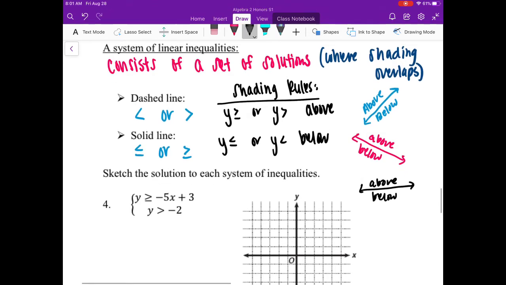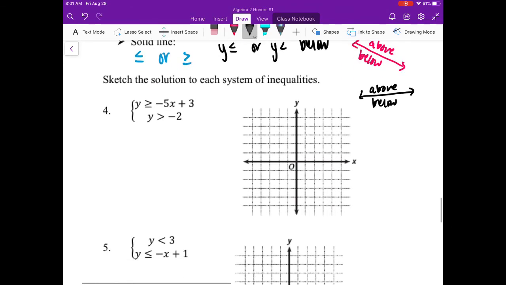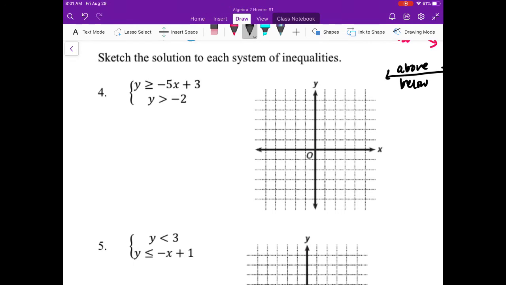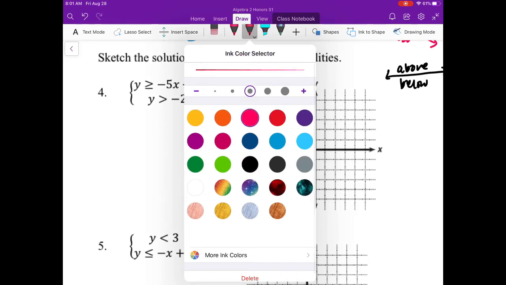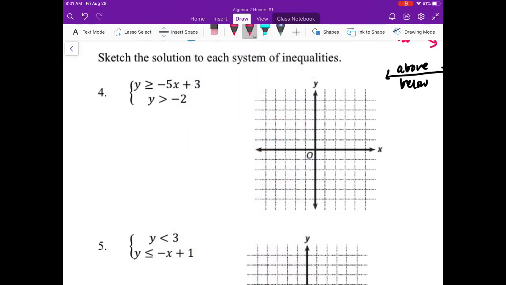All right, let's try a few of these. If you have two colored highlighters or colored pens or pencils, that's going to come in handy for these kind of problems. So you might want to grab those. So this first line, since it has the equal to, I know it's going to be a solid line. My second line is going to be a dotted line. So you want to graph this just like you normally would.